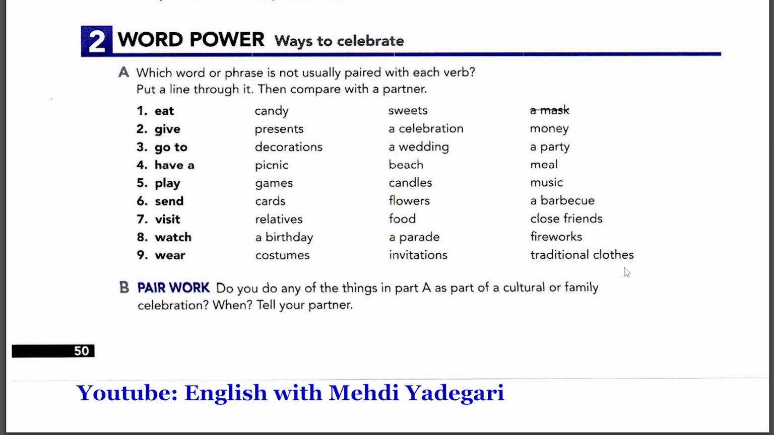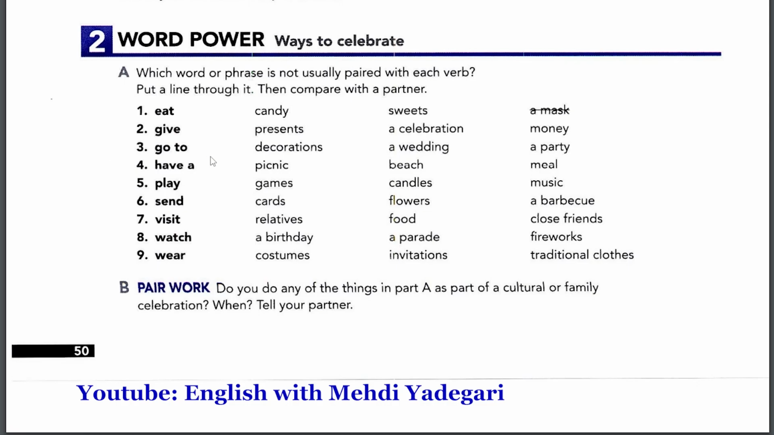Now, as an additional exercise, you can create a lot of questions with these verbs matching with their nouns. As an example, I'm going to ask you a random question. How often do you eat candy? How often do you eat sweets? Or, when was the last time you gave someone a present? Or, when was the last time you gave someone money?